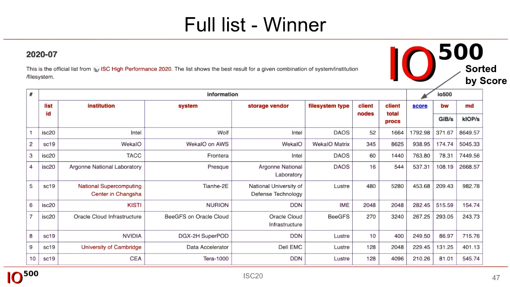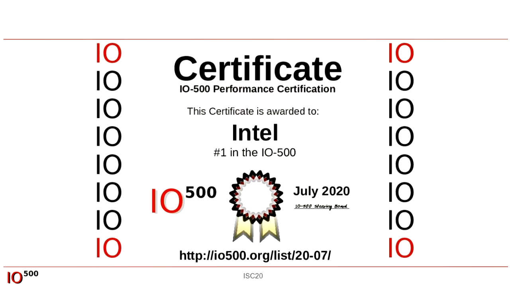For the bandwidth, again, with the 52 nodes, Intel with their DAOS system was able to, this is the full list. They were able to get a score that was twice as high as our old winner from last time, as John alluded to. So thank you very much to Intel again, and congratulations.